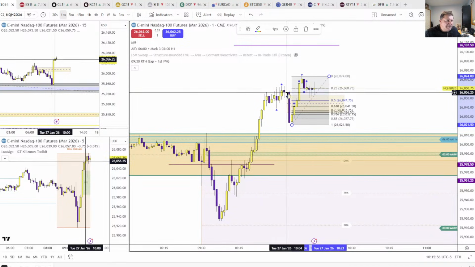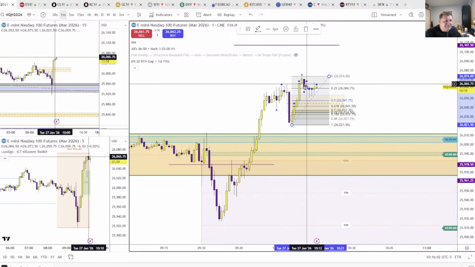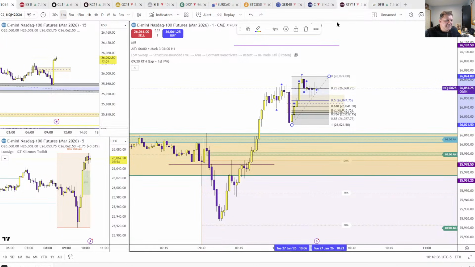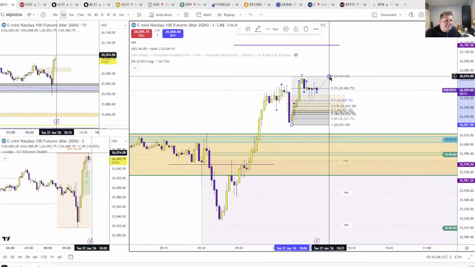We're still, bodies are respecting this last little up close candle right here. So far so good. So I just want to see that get cleared out and come back in, unless it just launches and leaves me behind.